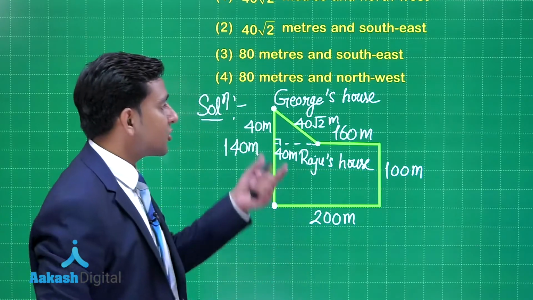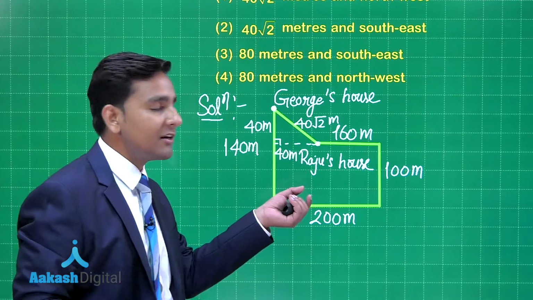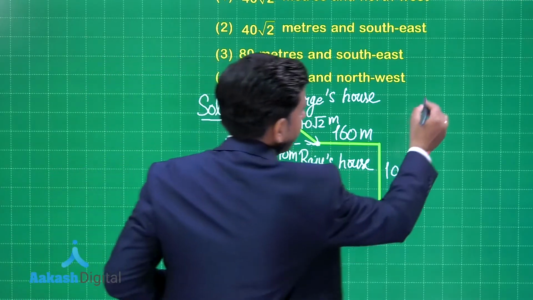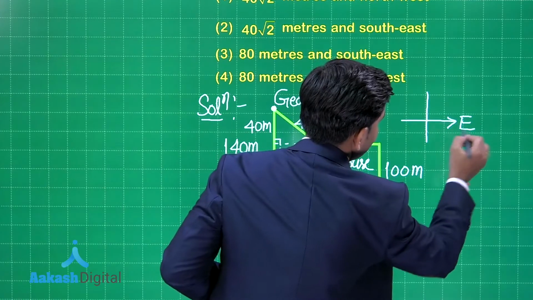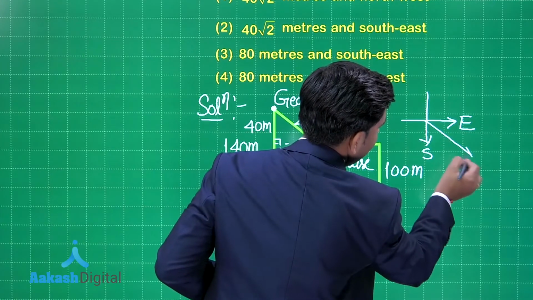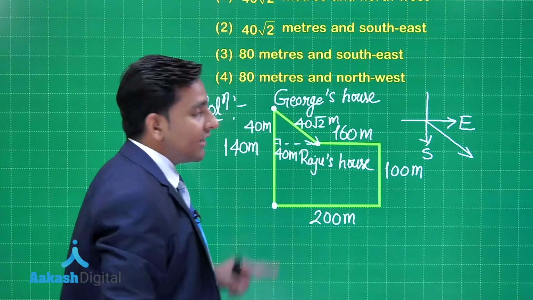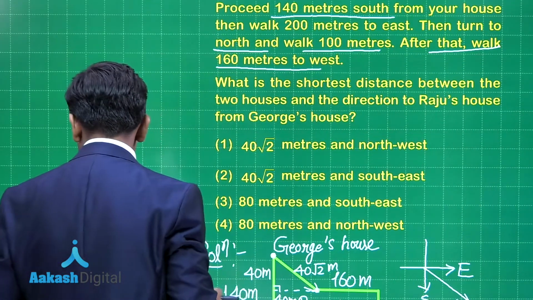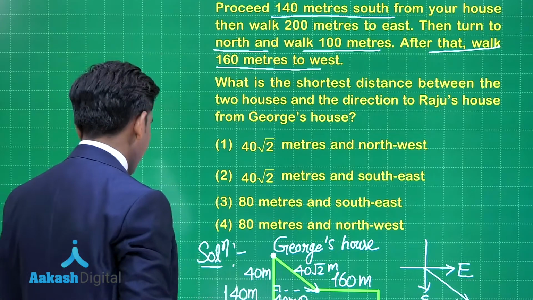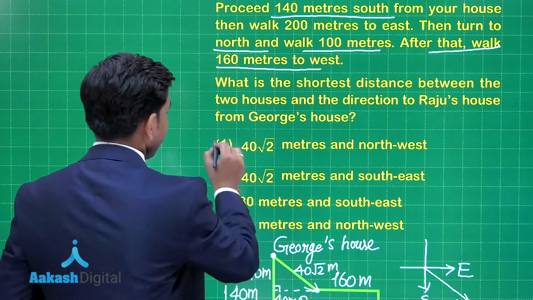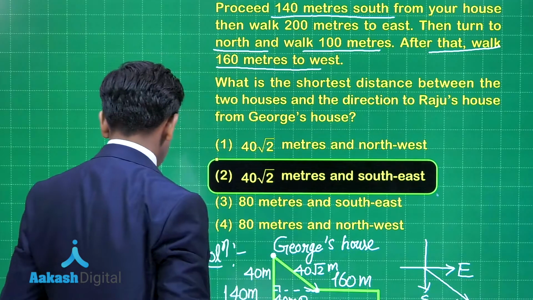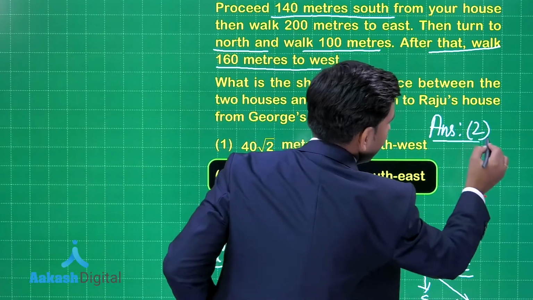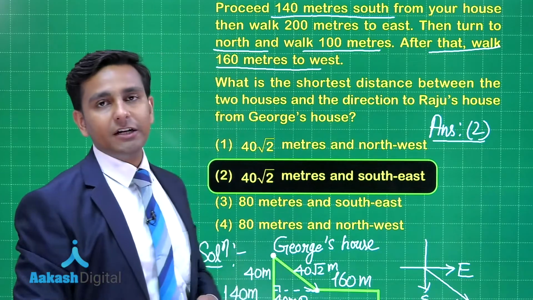That means you can say the shortest distance will be 40 times root 2 meters and the direction will be southeast because this is east and this is south. And we have to find this direction. So out of the given 4 options, clearly we can mark second option is the correct answer for this question. So the answer is option number 2. I hope you understood this question. Now let's proceed to question number 73.